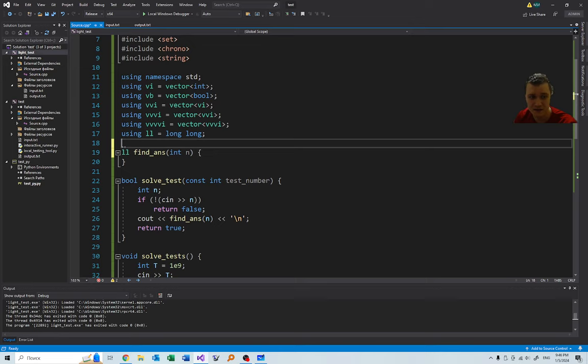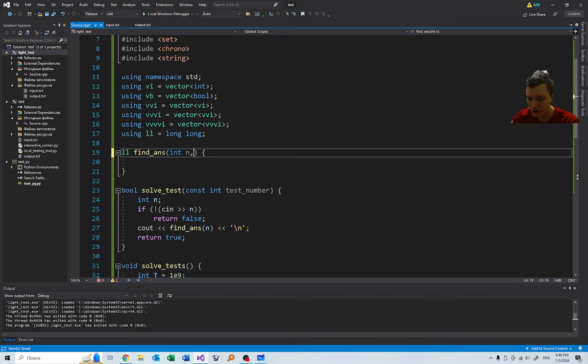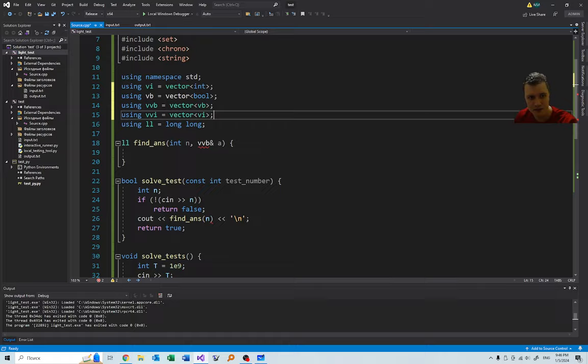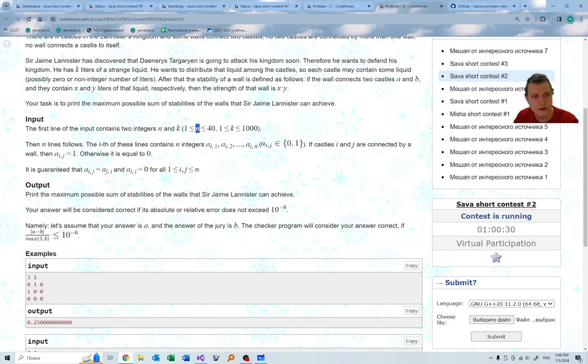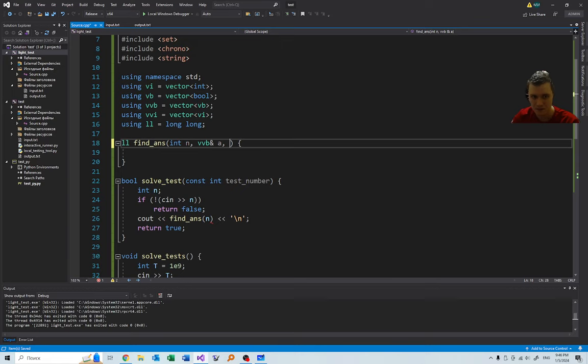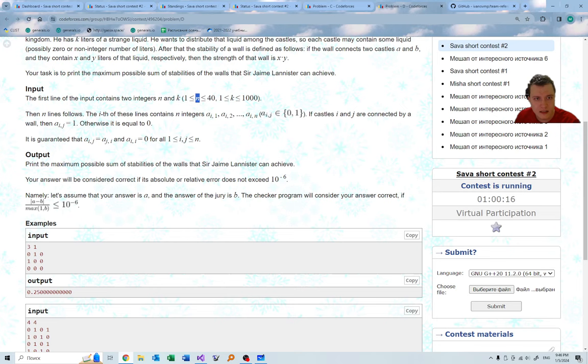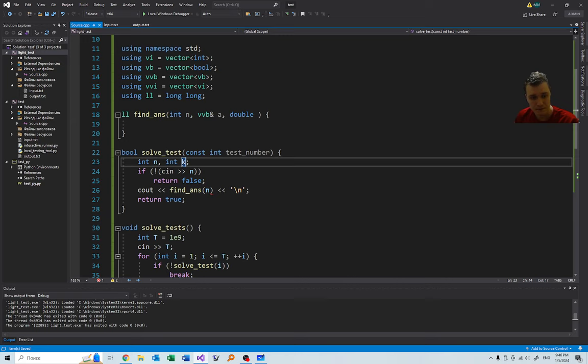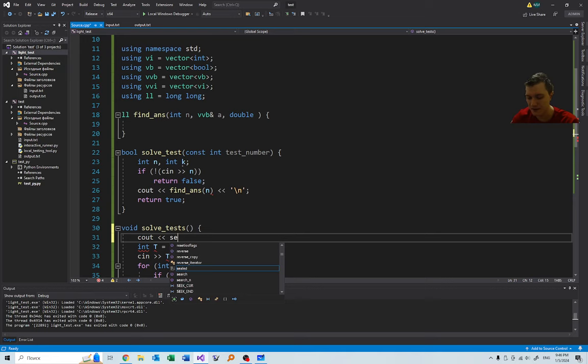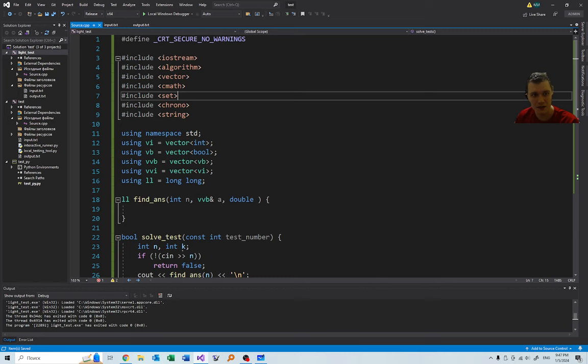So we need n and we need the adjacency matrix. We need to read the matrix, and k. What is k? K is just a factor. K is an integer. Yeah, we need to set precision 30 and fixed on the output.